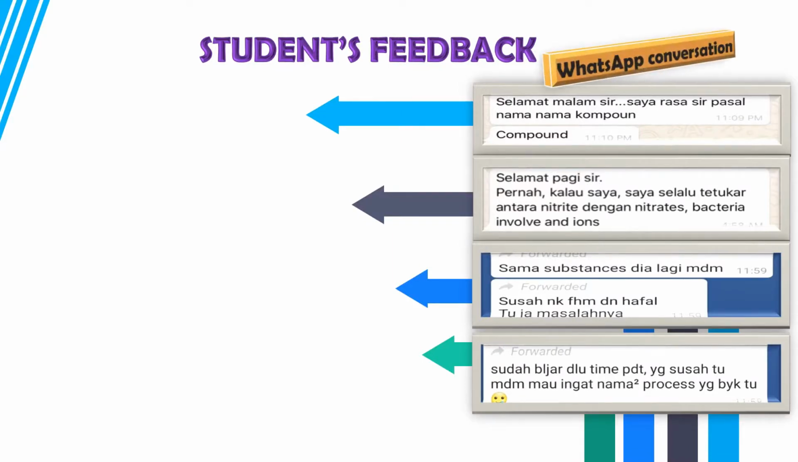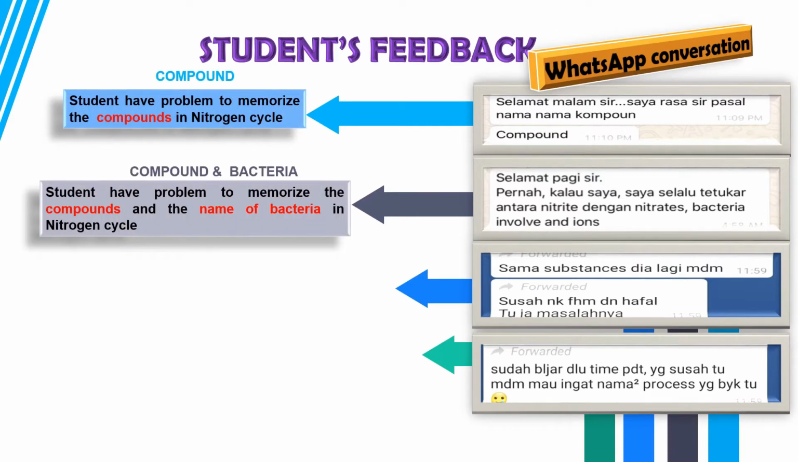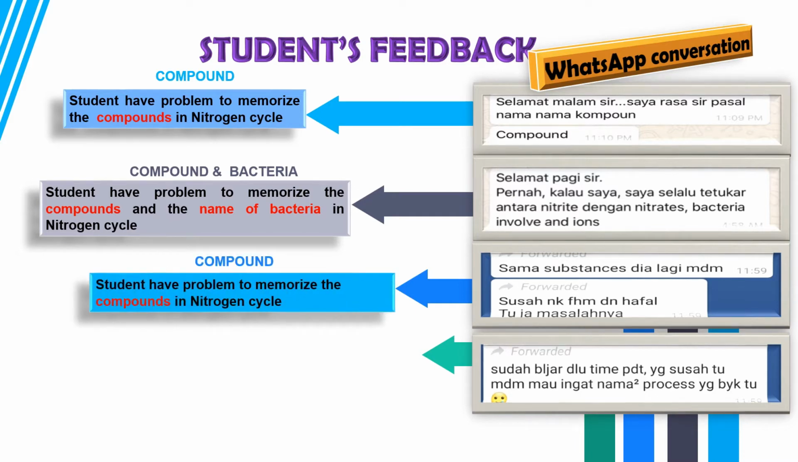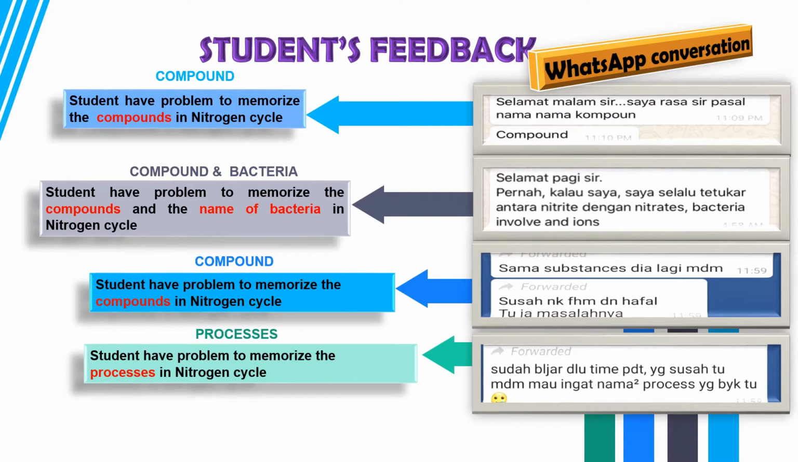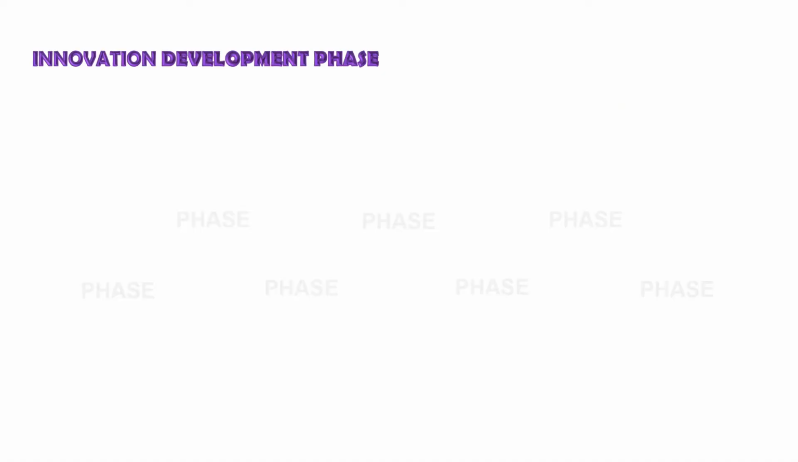Then we got the feedback from the students. Most of them agreed they have a problem memorizing the nitrogen compounds, the names of the bacteria, and the processes involved in the nitrogen cycle. We have 3 objectives for this innovation. First, to simplify the nitrogen cycle, to make it easier for students to memorize the processes, nitrogen compounds, and organisms involved. Second, to induce creativity and innovation. And third, to help students get ready for their exam.